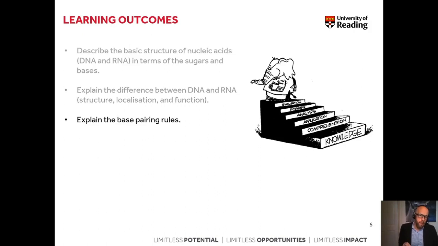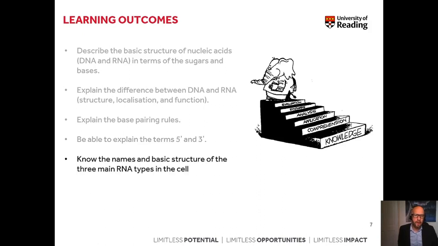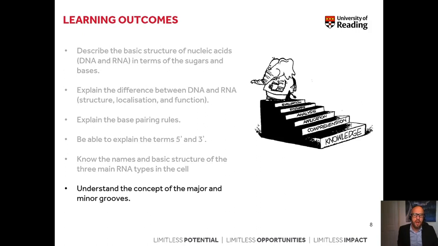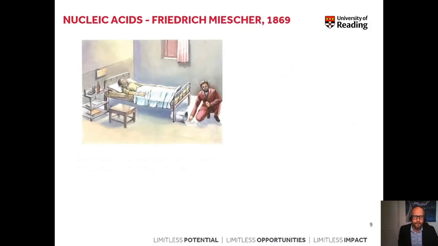You need to know the base pairing rules, and you need also to be able to explain the terms 5' and 3'. In addition to this, students should know the names and basic structure of the three main RNA types within their cells and understand the concept of major and minor groove within the DNA.